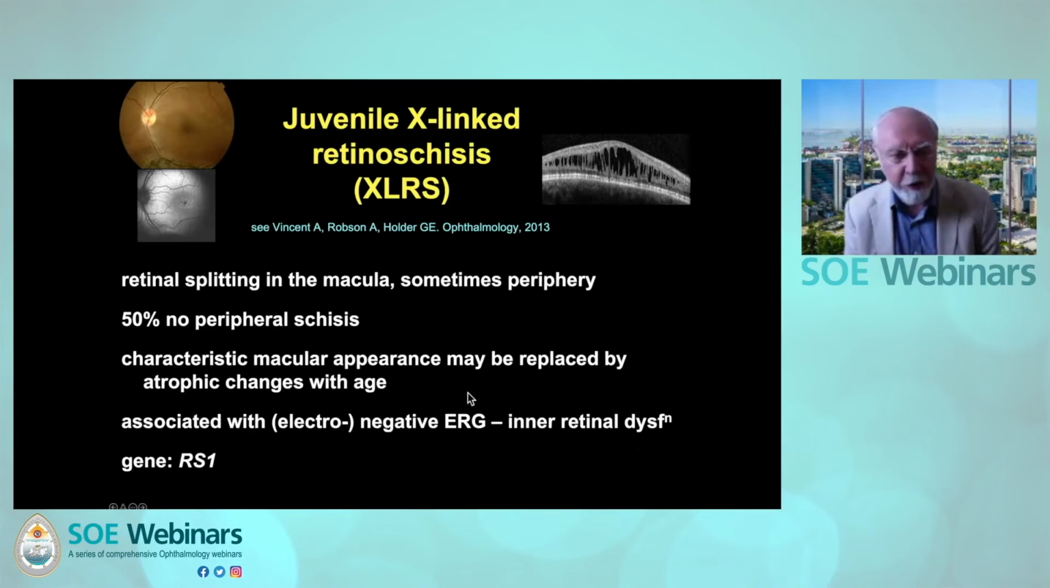Typically, of course, patients with schisis have the spoke wheel lesion visible at the fovea, best seen on autofluorescence imaging, and profound schisis on OCT. 50%, of course, will never show peripheral schisis, and the classic spoke wheel lesion will often disappear and be replaced by non-specific macular atrophy as the patient ages.